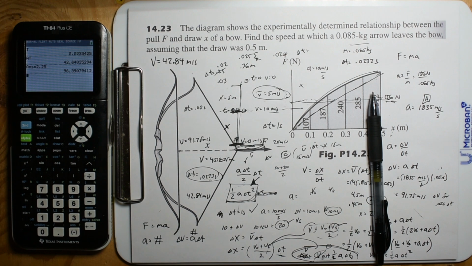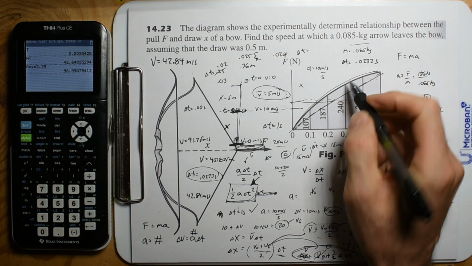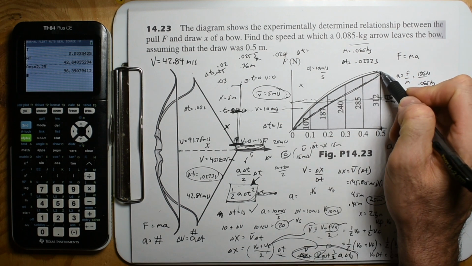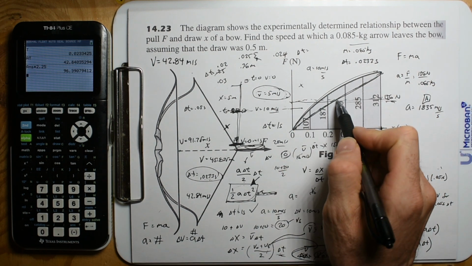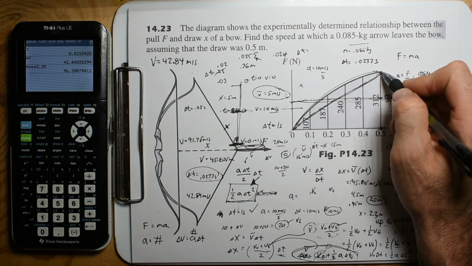And this is going to undershoot, because we know the average force is going to be just a little bit higher than half. So we didn't know exactly how much.